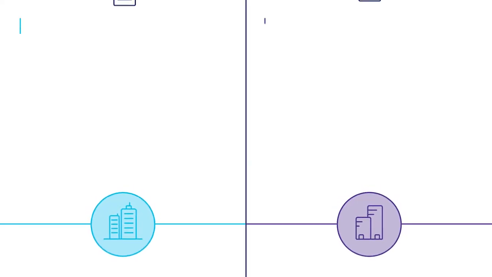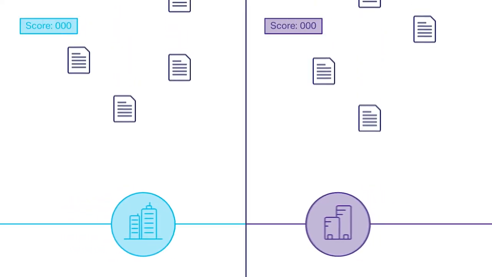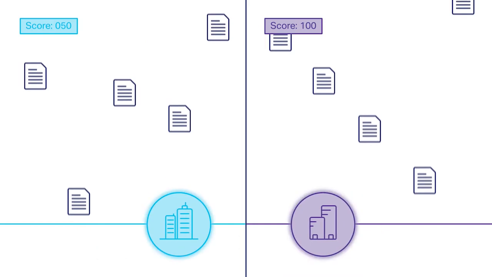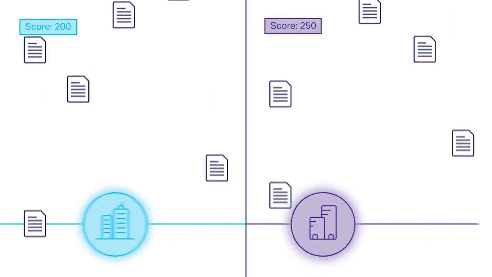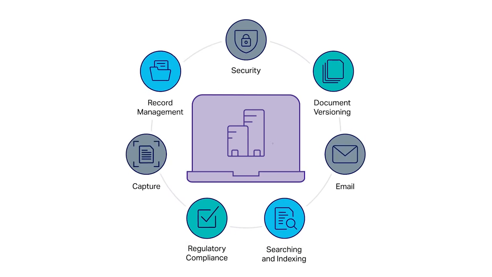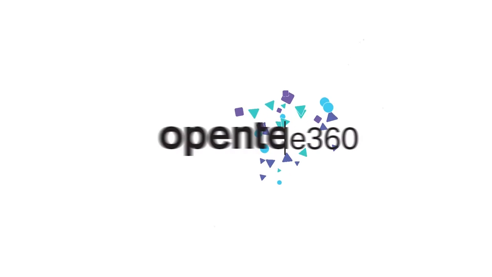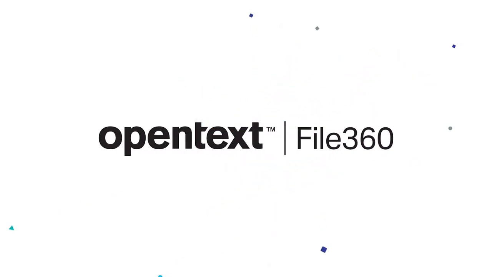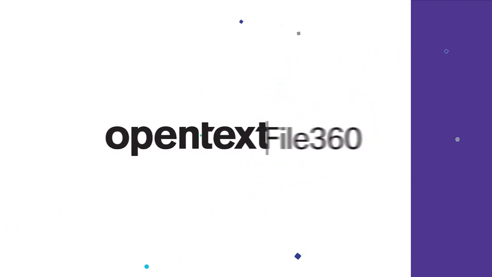Competitive organizations are always looking for ways to regain control of the critical documents and data that drive business. However, choosing a document management system that best fits an organization is extremely challenging in an ever-changing business environment. OpenText File360 helps organizations meet this challenge.